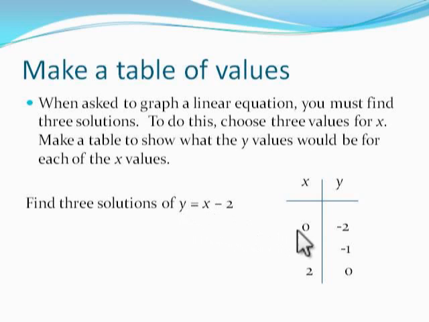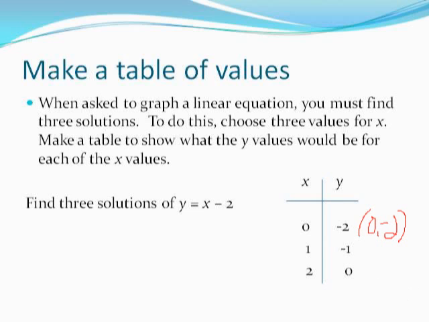0 minus 2 is -2. So that's why we put a -2 over here on the y column. When putting in a 0 for x, we get an output of -2. When we put in a 1, we get a -1. And when we put in a 2, we get a 0. So now we have 3 ordered pairs. We have 0, -2, and we would write it like that. And then we have 1, -1, and we have 2, 0.